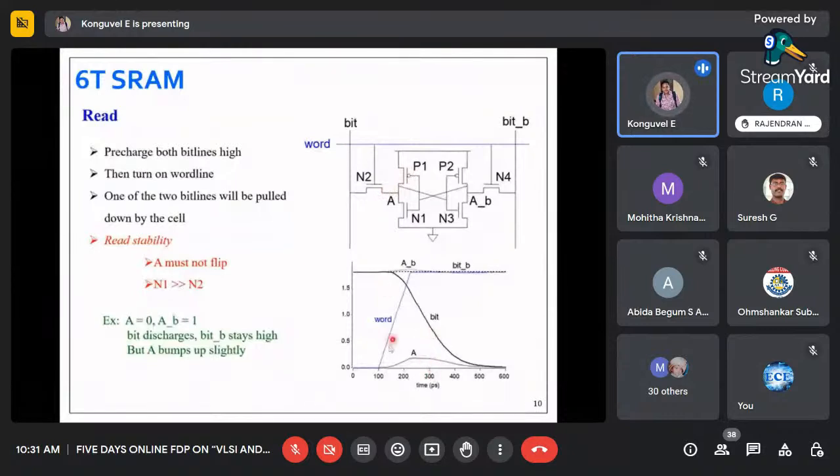But in the timing diagram, we can see A is 0, but we get a bump. We can get a bump here from 200 picoseconds to 400 picoseconds. We are getting a bump.